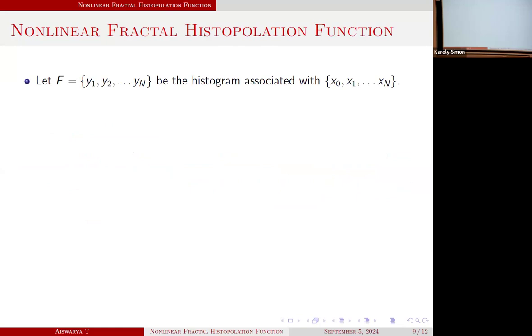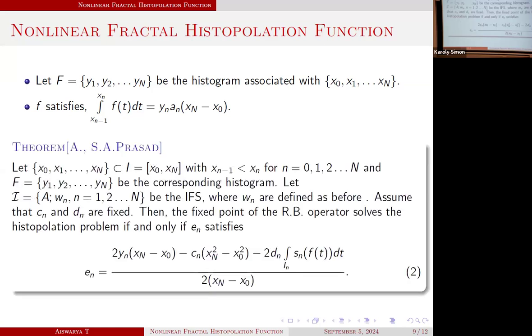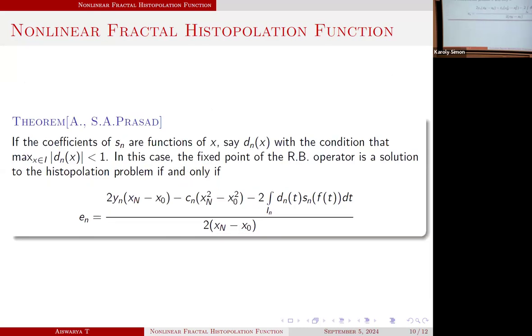So now we are going to check whether this constructed function will be a solution for the histopolation problem. So we are given a histogram. This means that for the subinterval [x_{i-1}, x_i], the frequency will be y_i. So we want to check whether the function f will satisfy this equation. So in the subinterval, it should have the same area as the histogram. So we were able to prove that if the constant e_n satisfies this condition, then the RB operator solves the problem. Instead of taking d_n's as constants, we can take them as variable functions also. So in that case, this was the condition.